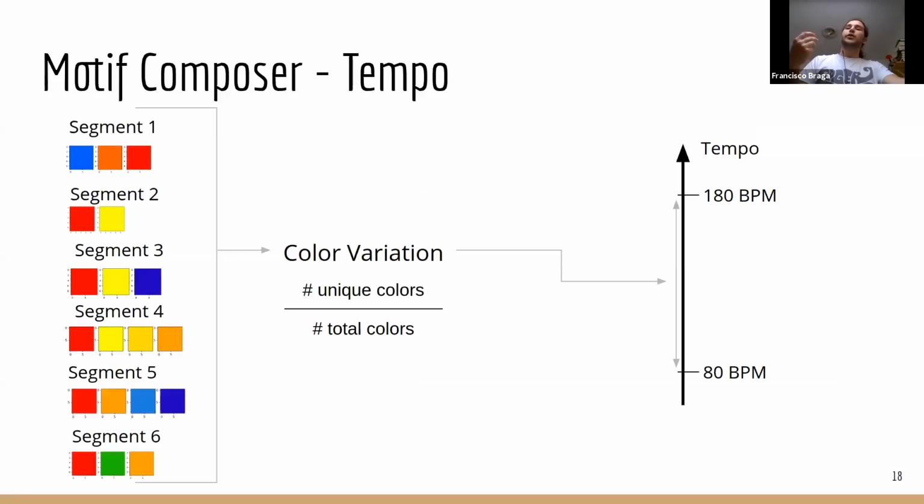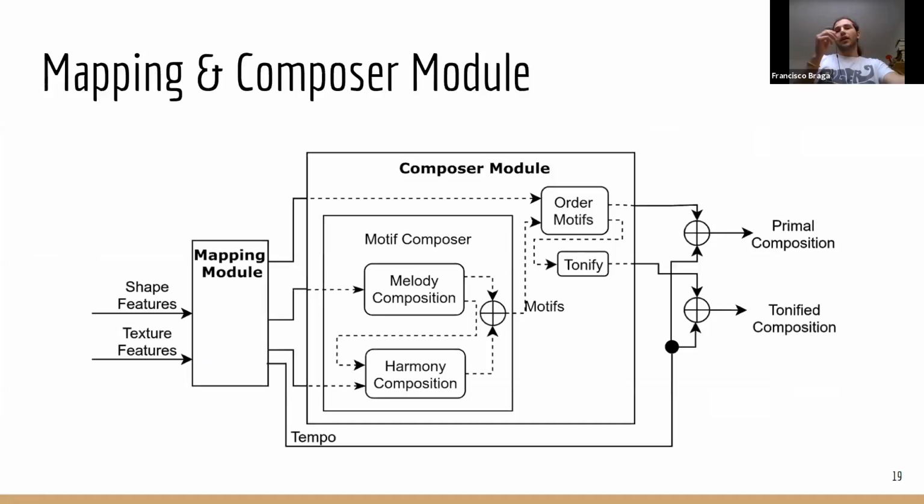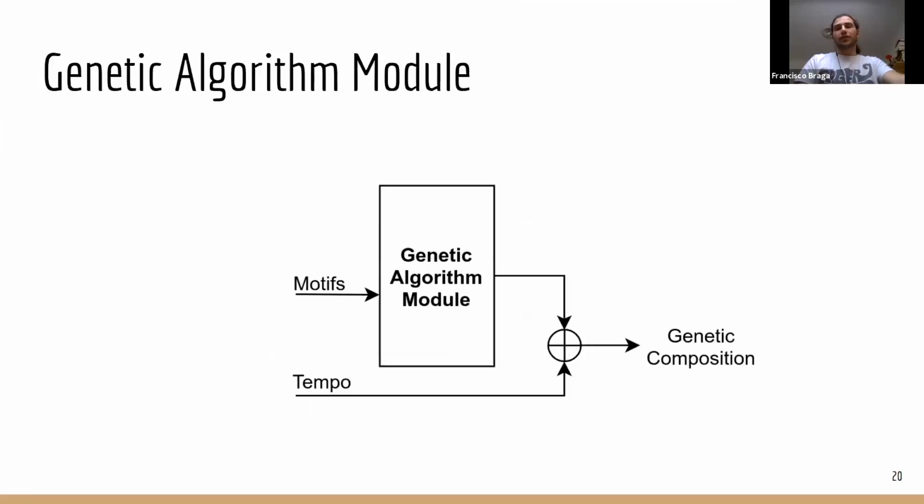Finally, we have our primal composition, which is simply the motifs ordered. And we also obtained the tonified composition, where we apply a function we call tonify, which simply takes the off-scale notes and changes them to the closest in-scale note. Still, we decided to use a genetic algorithm to obtain more interesting results.